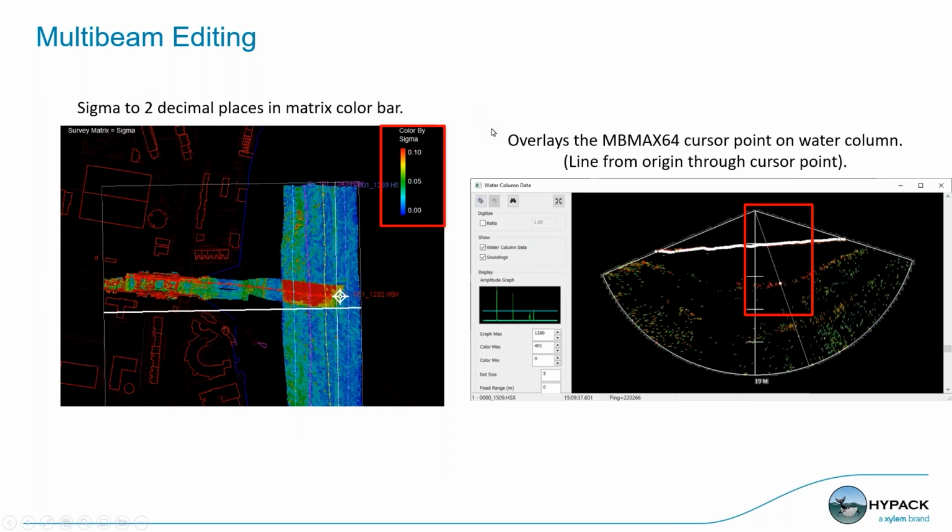Okay, for the Sigma map in MBMax 64, we can now display the Sigma to 2 decimal places. It just gives you a better look, a bit more control over colors and everything based on looking at that Sigma value in the editor. And also we overlay the cursor point anywhere when you're in the editor right within the water column. It's also going to show you the point there, and it's also going to draw a line to show you which beam that point is coming from.